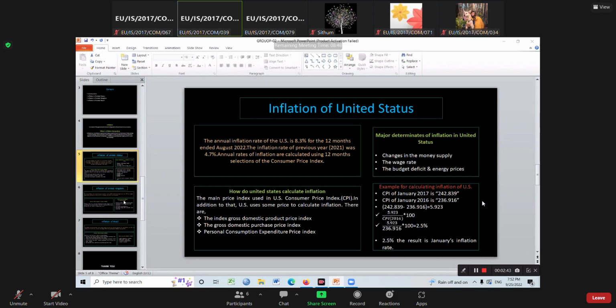For example, to calculate the inflation rate for January 2017, subtract the January 2016 CPI of 236.916 from the January 2017 CPI of 242.839. The result is 5.923. Divide this number by the January 2016 CPI and then multiply by 100 and add the percentage sign. The result is January's annual inflation rate of 2.5%.